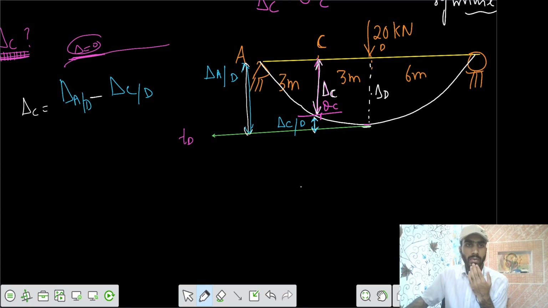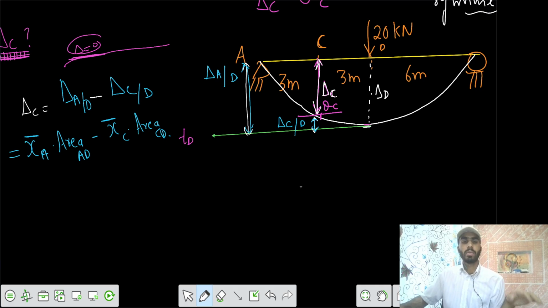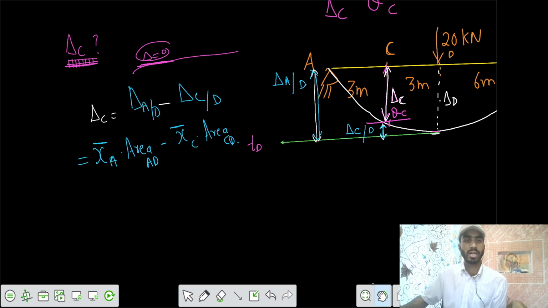What is the value of delta at A with respect to D? That's the moment of area between the 2 points A and D, but the centroid should be about point A, into the area. We can write area AD. Then we subtract the centroid of the area, but about C: the centroid about point C into the area between points C and D. So we need to get the centroids and we need to get the areas.